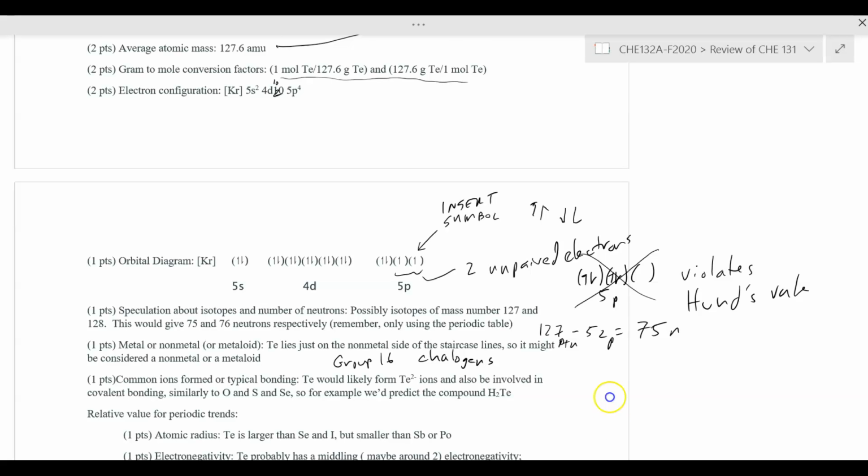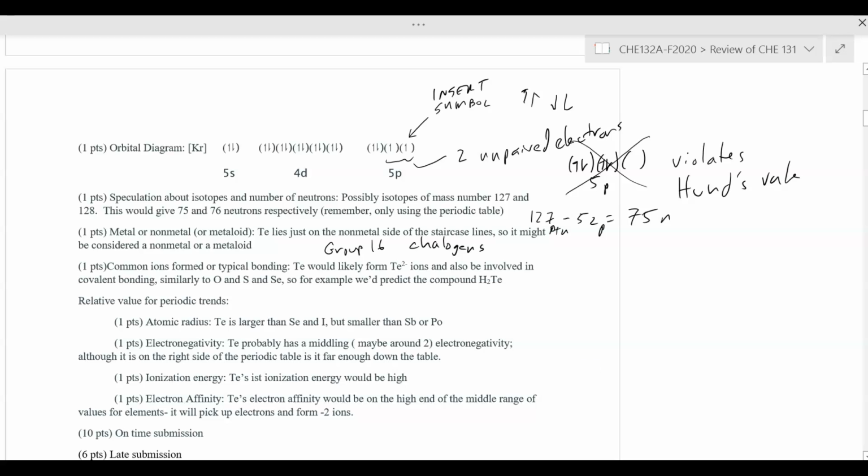Then if I look at the periodic trends in terms of atomic radius, we can tell from its position on the periodic table that tellurium is going to be bigger than selenium, and it's going to be bigger than iodine. But it's going to be smaller than antimony and polonium. Those are the four elements that surround it on the periodic table, and that's what I can say about it.